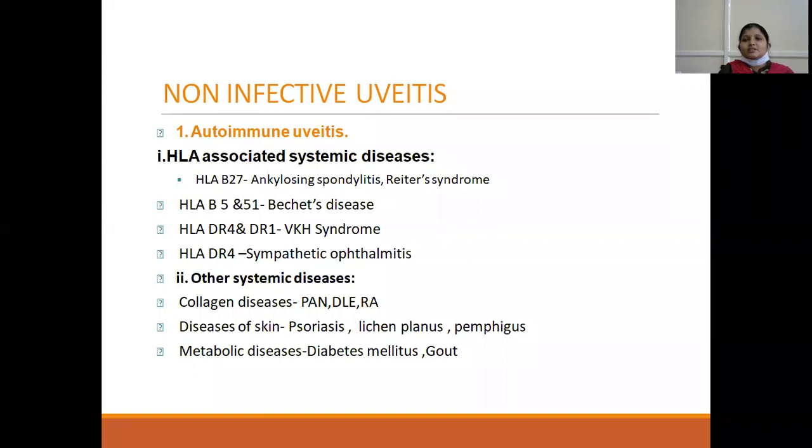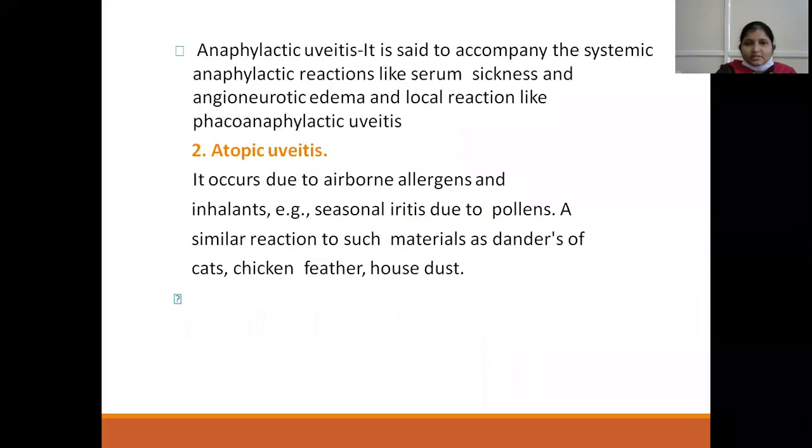So the other systemic diseases which cause autoimmune uveitis are collagen disorders like polyarteritis nodosa, disseminated lupus erythematosus and rheumatoid arthritis. And skin disorders like psoriasis, lichen planus, pemphigus, all these can also lead to uveitis. Metabolic diseases like diabetes mellitus and gout can also cause uveitis. And the other condition is anaphylactic uveitis. It can occur as a part of systemic anaphylactic reactions like serum sickness and angioneurotic edema. Or a local reaction like phacoanaphylactic uveitis is also because of an autoimmune process.